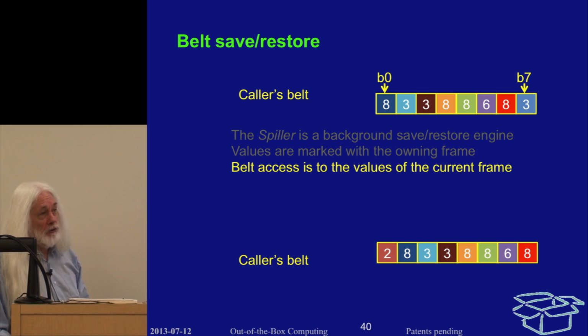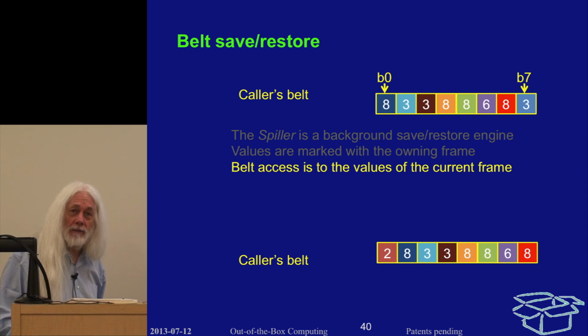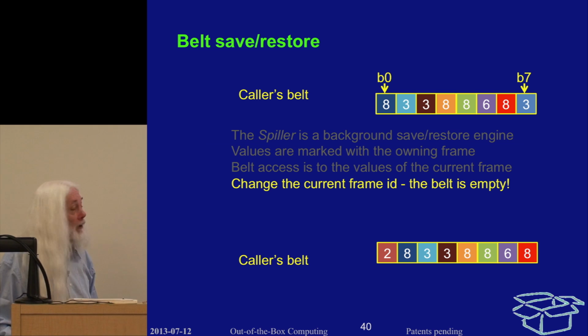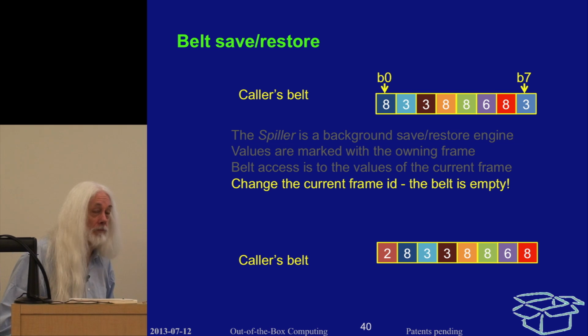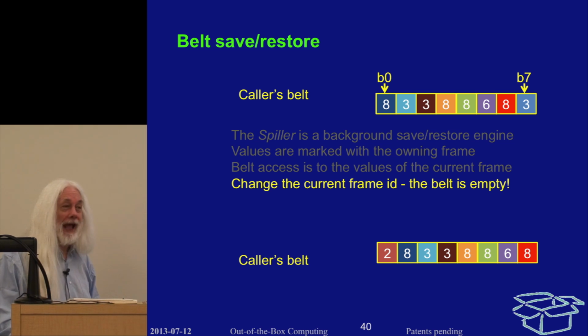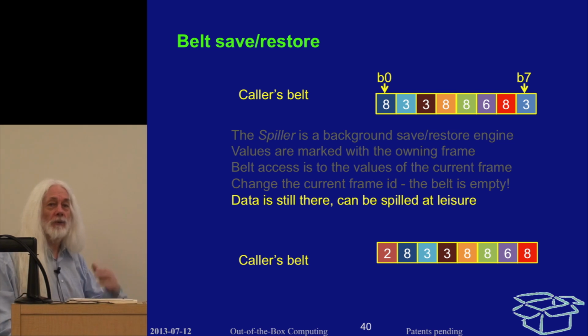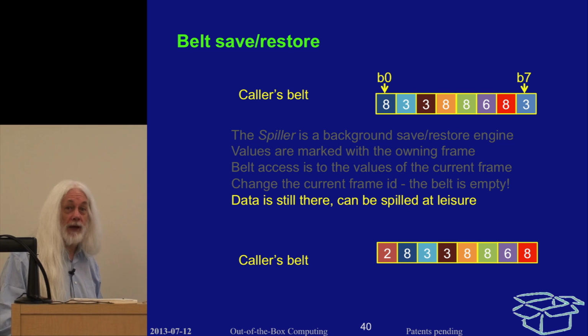So your belt access that a running program has is only to the values which are tagged with the current frame. So consequently, if you change the current frame ID, your belt's empty. Bing, just like that. Because you no longer have any values you can address with your frame ID in them. But the data is still there in the buffers and the registers and what have you, and can be spilled at leisure by the spiller.